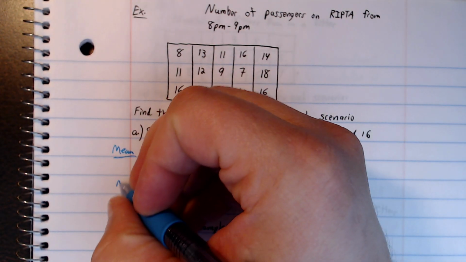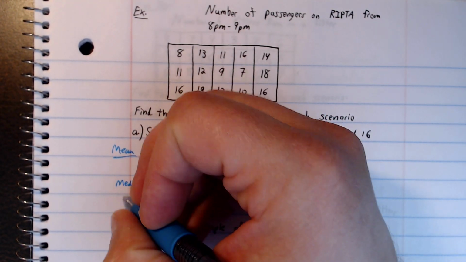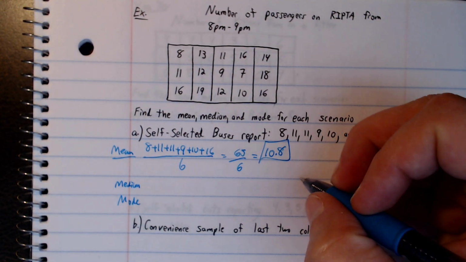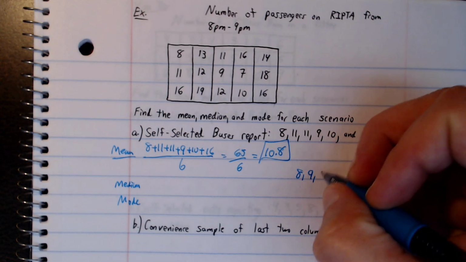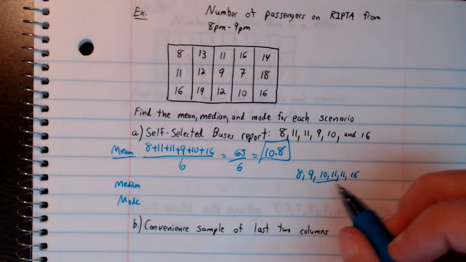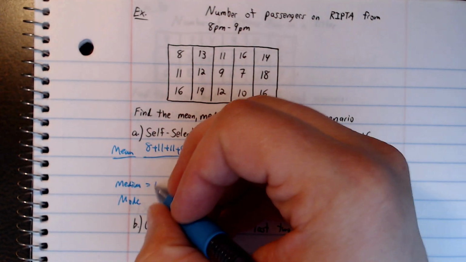Median and mode. Let's put these in order. Right, the lowest number was 8, then 9, 10, 11, 11, 16. The two middle numbers here, if we add those and divide by 2, would be 10.5.